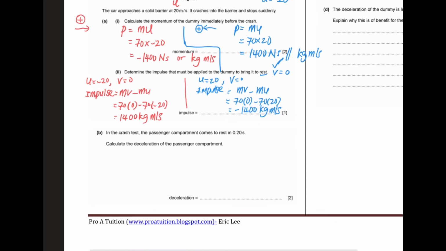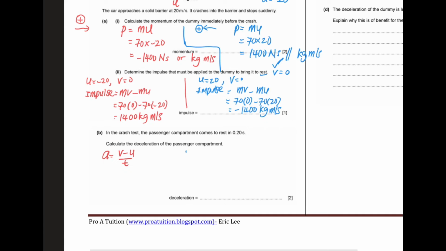Okay, now let's continue. Part B. In the crash test, the passenger compartment comes to rest in 0.20 seconds. Calculate the deceleration of the passenger compartment. Deceleration, so that means you have to use a equal to v minus u over t.